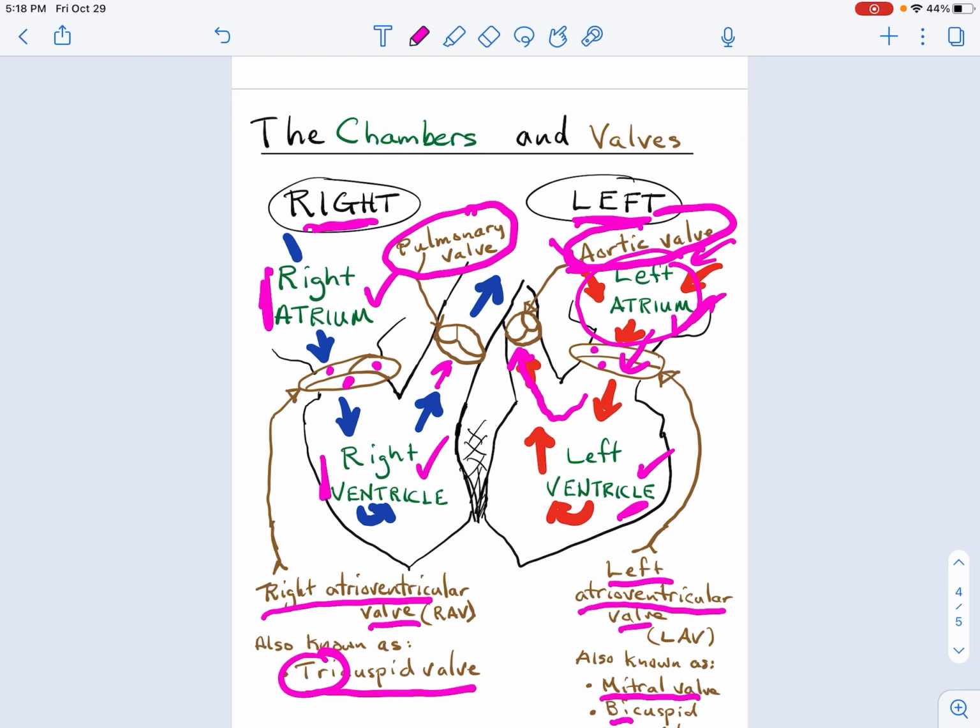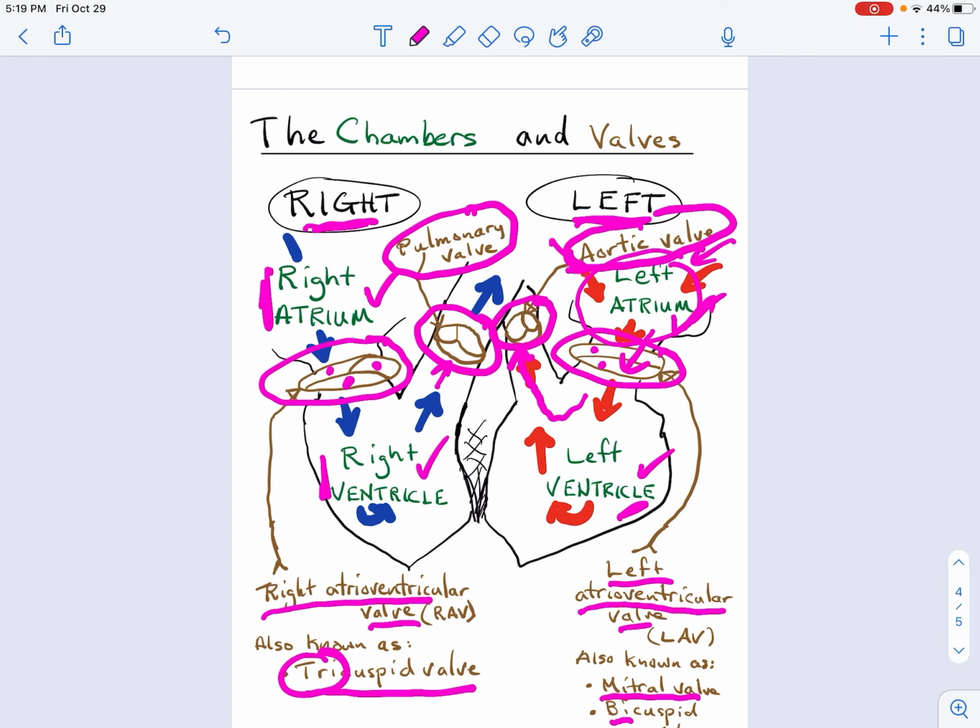We have 4 valves. We have the right atrioventricular valve. We have the left atrioventricular valve. Those valves are doorways between the right and the left atria and the ventricles that they feed into. Then we have the pulmonary valve, which guards as a gate between the right ventricle and the pulmonary artery. And we have the aortic valve, which is the gatekeeper for the aorta between the left ventricle and the aorta.